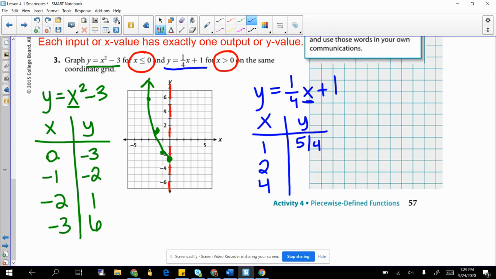Okay, then plug in 2. 1/4 times 2 is 1/2. Plus 1 is 1.5, or if you want to write it as 3/2, either way. And then 1/4 times 4 is 1. 1 plus 1 is 2. That's why I wanted to do that one because it works out nice. So we have 4, 2. We have 2 and 1.5. And we have 1 and 5/4 or 1 1/4. Okay. So that should kind of look like this.